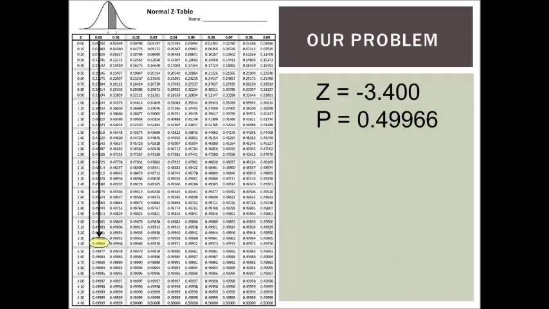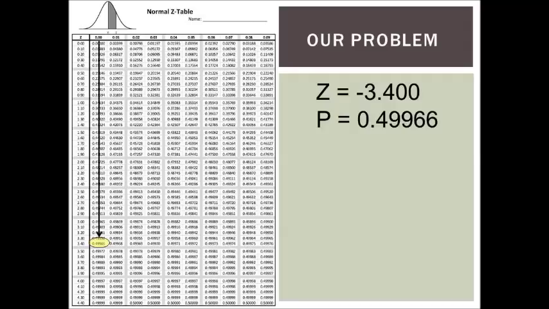All right, so you should have gotten that the probability associated with a z of negative 3.4 is 0.49966. All right, so now I'm going to give you the secret. This is the secret to reading any normal z-table, and it doesn't matter which one you were given. You can always read it if you understand this.